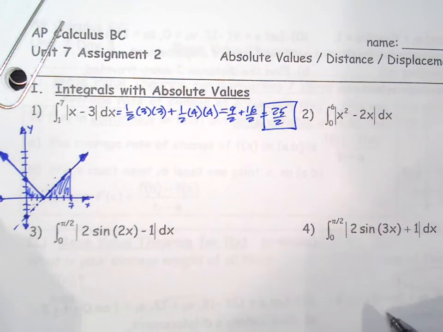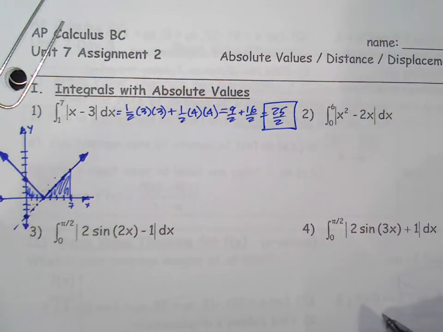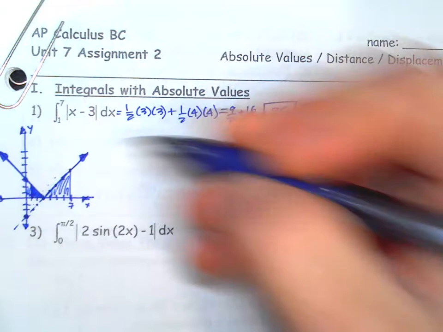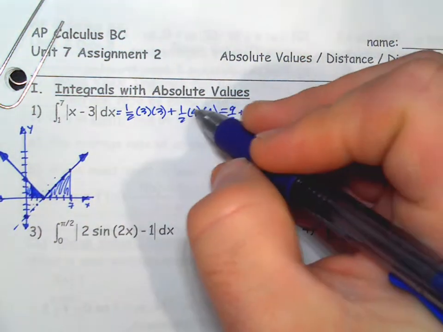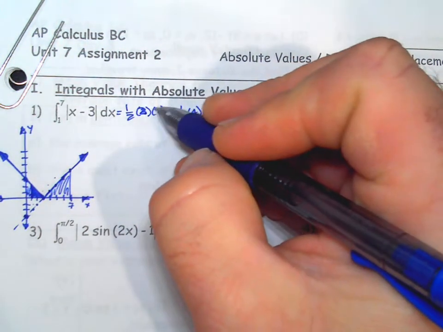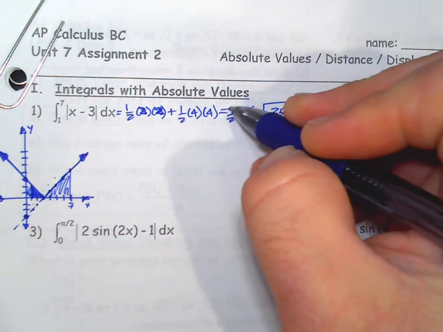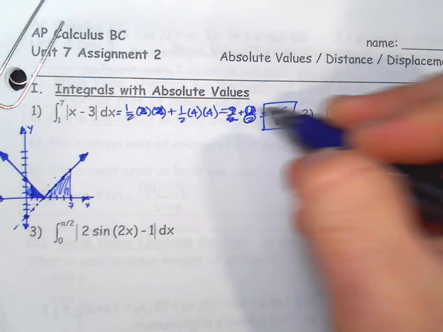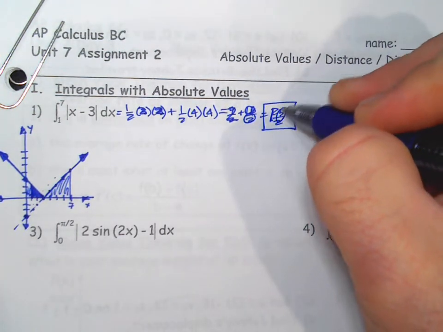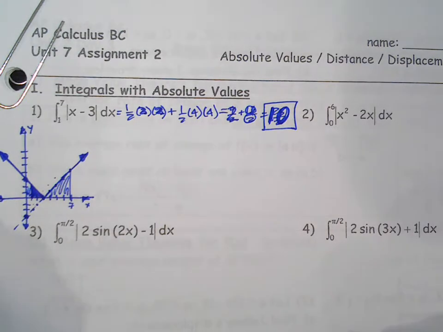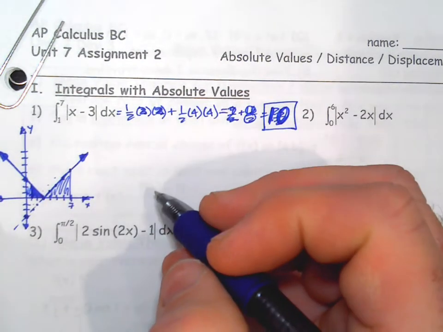So that's one way you could do it. Or did I make a mistake somewhere? Oh, I did make a mistake, because we're only supposed to go from 1 to 7. So the first one should have a base of 2 and a height of 2. So that gives you 2 plus 8 is 10. Be careful. Pay attention to the limits, I guess. Okay.